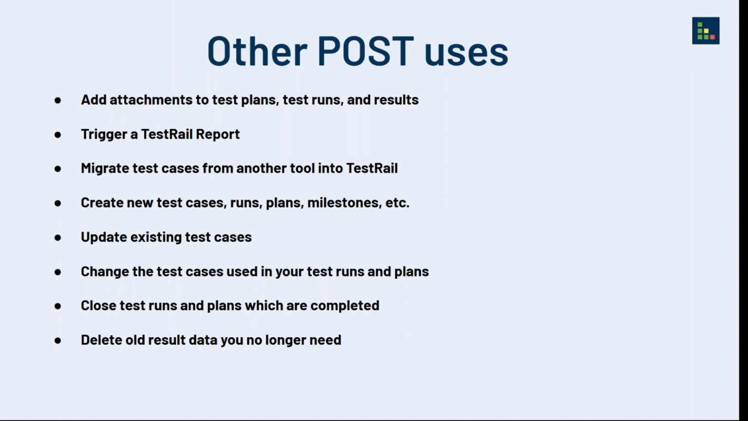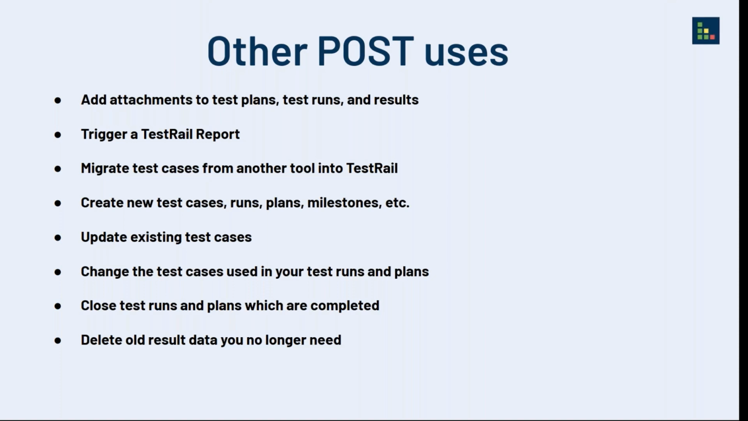You can create new test cases, new test runs, plans, milestones, and so on. Nearly any entity in TestRail can be created using the API. You can update your existing test cases, so if you need to change the data that's being stored in your test cases for automation, you can do that as well. You can update your test runs to change the selection of test cases used by them. You can also close test runs and plans which are completed, which archives and preserves copies of those test cases and testing data until you no longer need it.